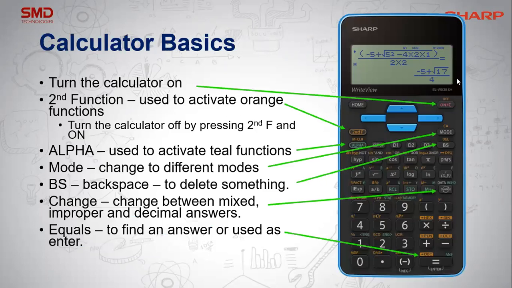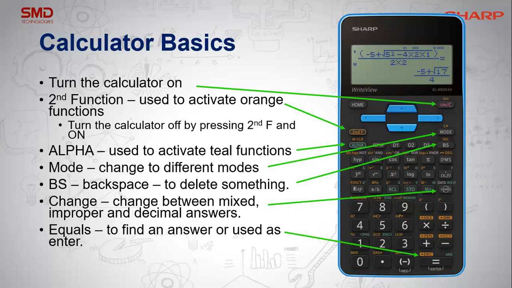So, some quick basics. Obviously, your on button. The second function activates all of your orange functions, and we'll go through quite a few of them today. Your mode button gives you access to the 4 different modes that the calculator has, and I'll discuss those now. Your alpha button gives you access to your blue buttons, so we're talking about your statistics or your memory keys, which we'll use to solve the quadratic formula. Then, of course, your BS button is not what your kids write, but it means backspace, in other words, to delete something.